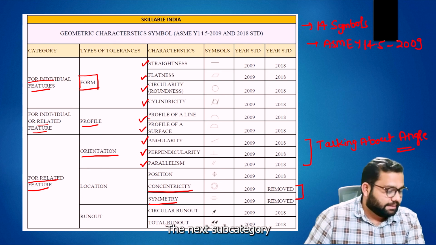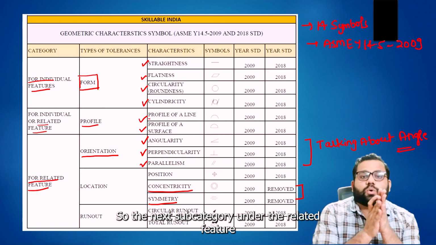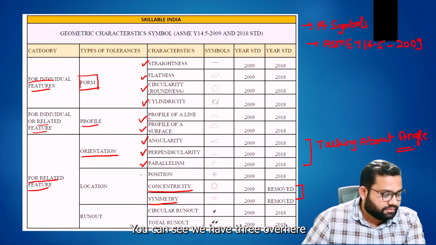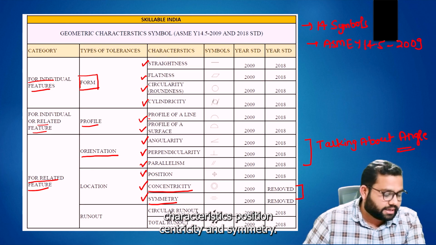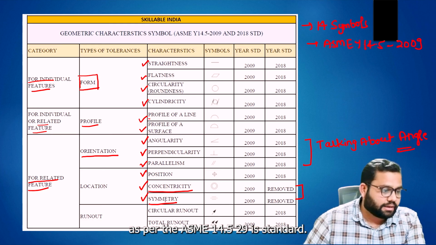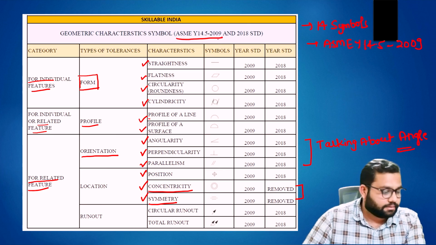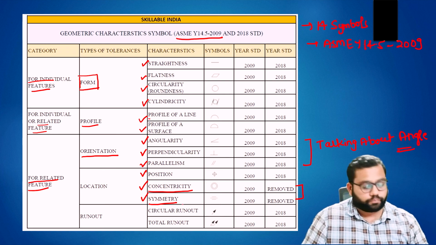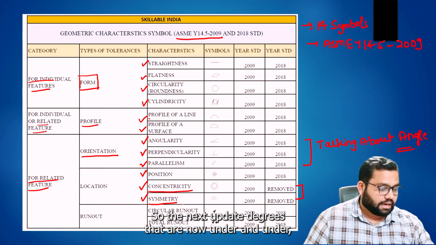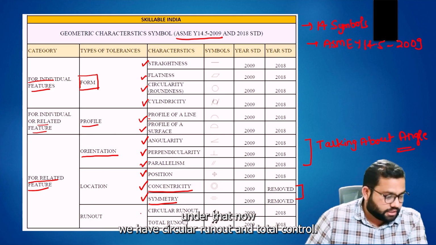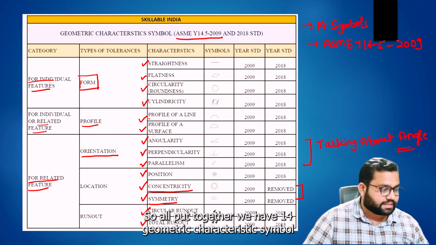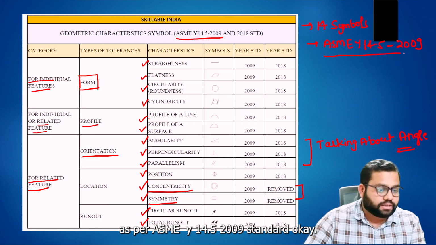The next subcategory under the related feature is location control, under which we have three: position, concentricity, and symmetry, as per the ASME Y14.5 2009 standard. The third subcategory is runout. Under runout we have circular runout and total runout.